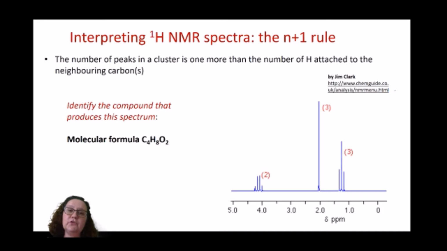So I'm going to ask you to stop the video right now and have a go at this exercise. You've got this molecular formula, C4H8O2, and a proton NMR spectrum. What structure could correspond to this proton NMR spectrum? In brackets, you have numbers, and those numbers equate to the integrator trace. So it tells you how many hydrogens you have in that particular environment.